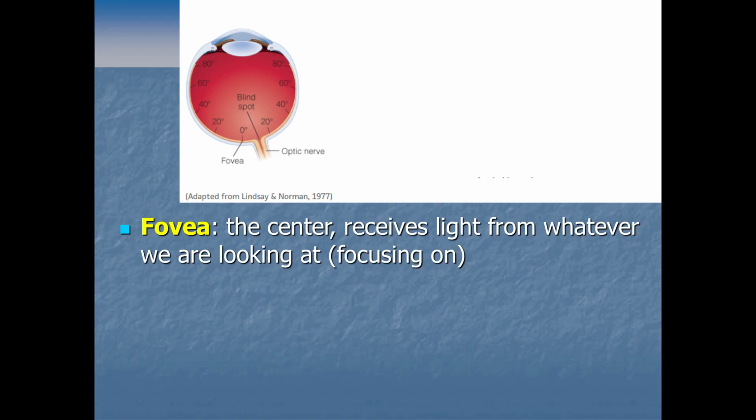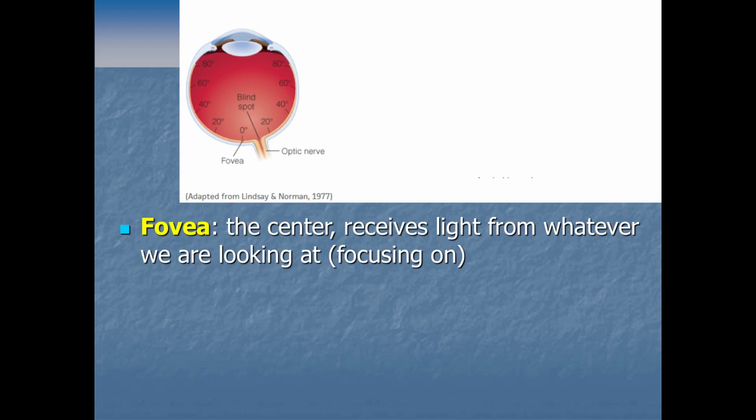That's right where light comes directly in, not off to the side at all, so it's 0 degrees off to the side. It's actually a pretty small area. The fovea is about 1.5 millimeters wide. So if you're looking at, say, a tree that's 50 meters away from you, light from that tree is going to hit your fovea, not off to the side.